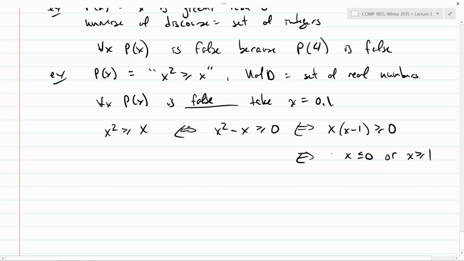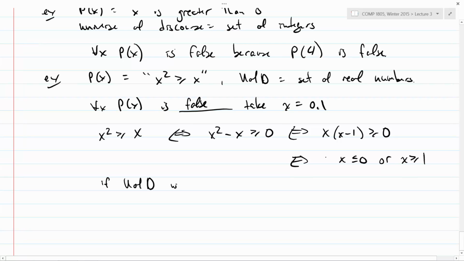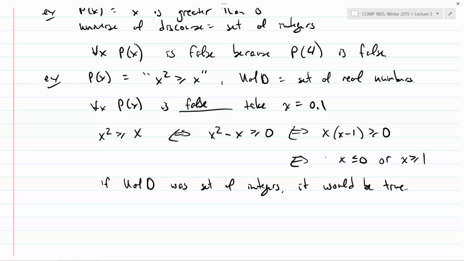If the universe of discourse were the set of integers, however, the only way I could have this be false is if I gave it an integer that was strictly between 0 and 1. And is there any such integer? No, right? So if the universe of discourse were integers, it would be true. So this shows you that the universe of discourse really does matter. This isn't one of those things where, like, John is greater than 3. That clearly doesn't make sense. But in this example, both universes of discourse are valid, but in one of them it's true, in the other it's false. So this is why you always have to specify.